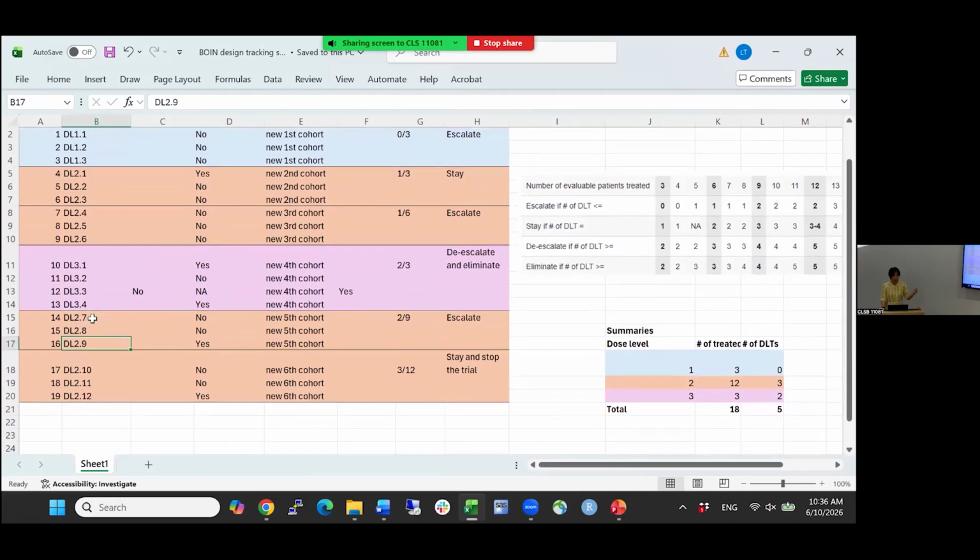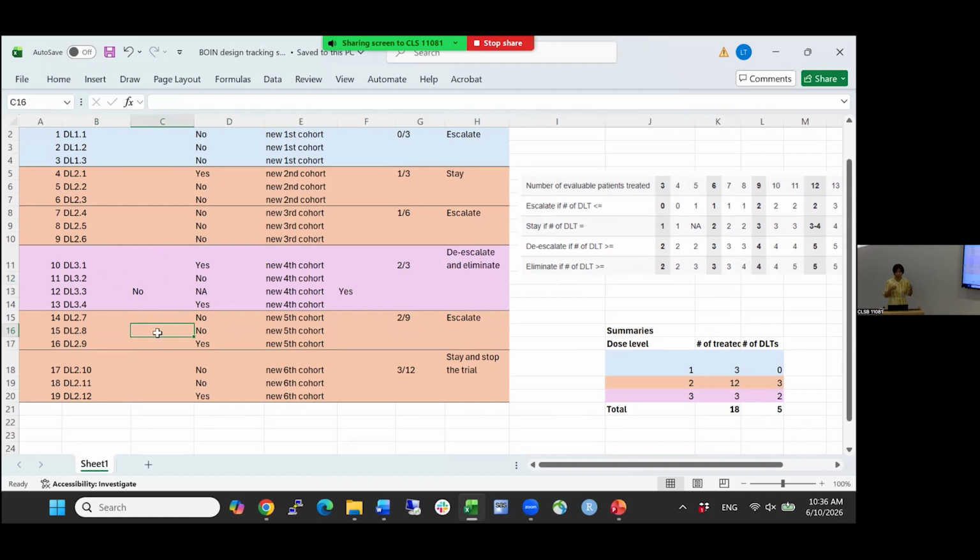Then we enroll the number 7, 8, 9 patients to dose level 2. Then we observe 1 DLT. Remember previously we had 1 DLT already. We combine this one, that's 2 DLTs out of 9 in total. We check 2 out of 9. The decision is escalate. However, we know that for dose level 3, it's 2 out of 3. 2 out of 3 not only means de-escalate, it also means eliminate. So we cannot go back to dose level 3 anymore. Then what are we supposed to do?